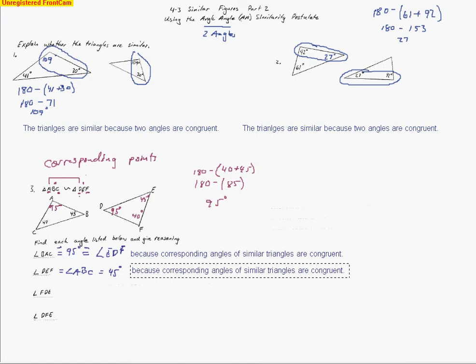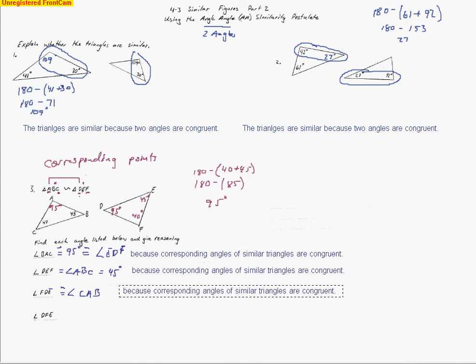So let's take a look at the next one, and it says FDE. Notice how they start with F, then they went to D, and then E. So what corresponds to F? Well, it's C. So it's going to be congruent to angle C. Now what corresponds to D? Well, it would be A. So CA and then B. And notice that's the same order as FDE. So FDE, CAB, same exact thing. And the reasoning behind this is the same as before, because corresponding angles of similar triangles are congruent.